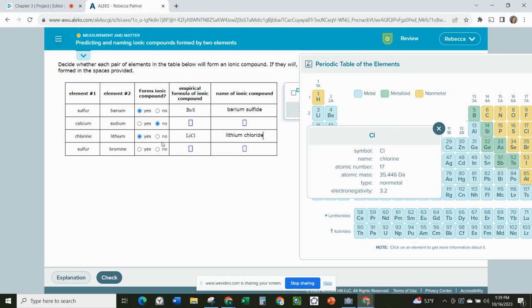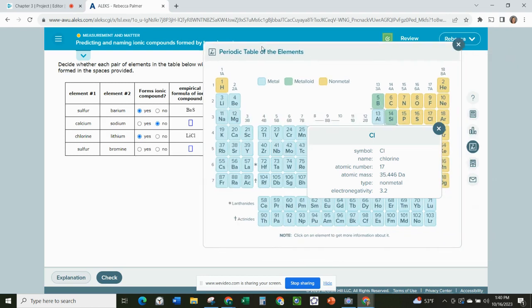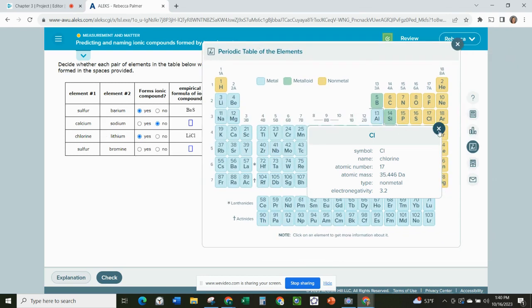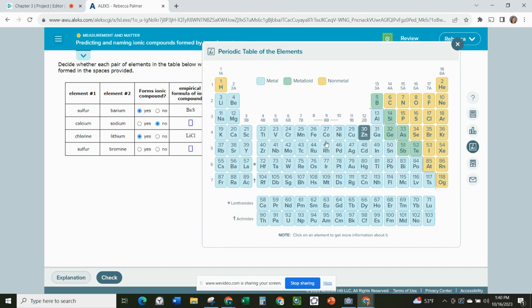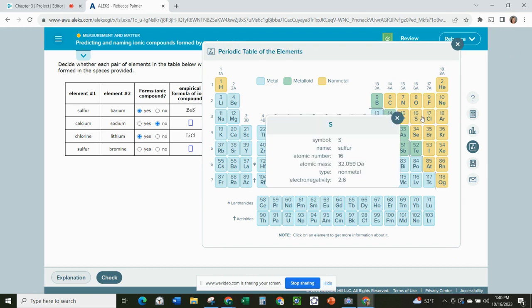Okay. Then this one, we have sulfur and bromine. So let's see, sulfur is here. That's a nonmetal. Bromine is also a nonmetal, so this is no, they won't form an ionic compound.